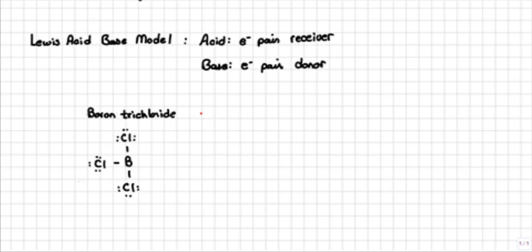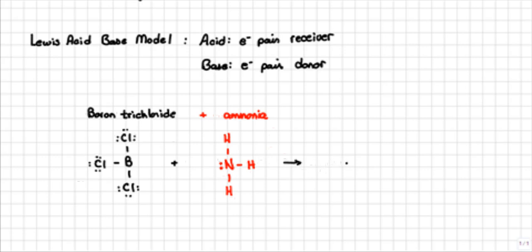Now, what we're going to do is react boron trichloride with ammonia. And ammonia has a Lewis dot structure that looks something like this. It has hydrogens, which are exceptions to the octet rule. They follow their own duet rule, and we have 3 of them. And then nitrogen does have to have an octet, and it obtains its octet by keeping a lone pair on reserve.